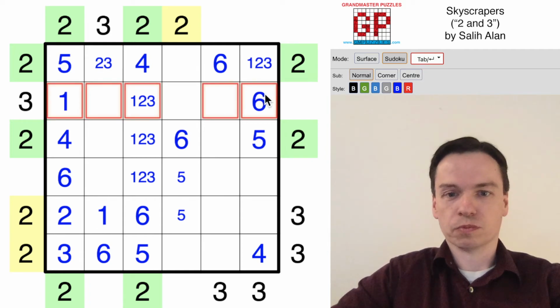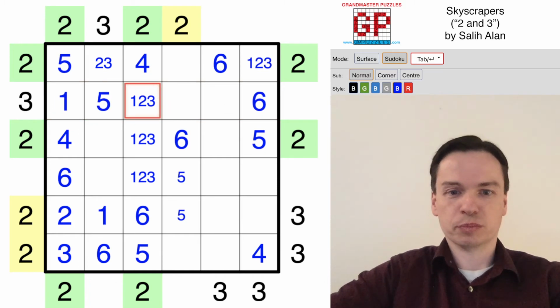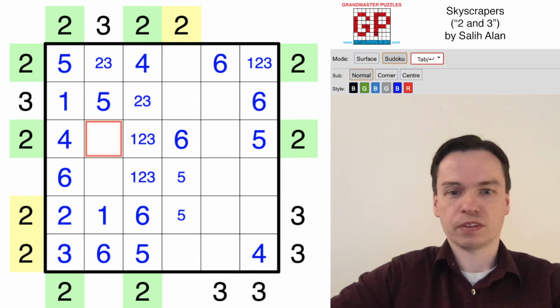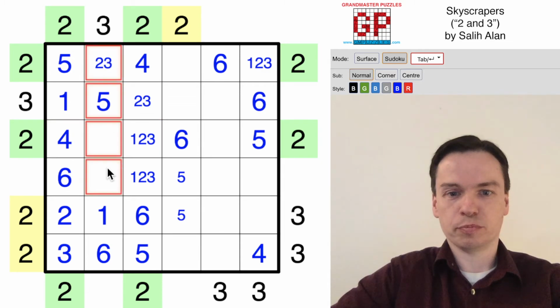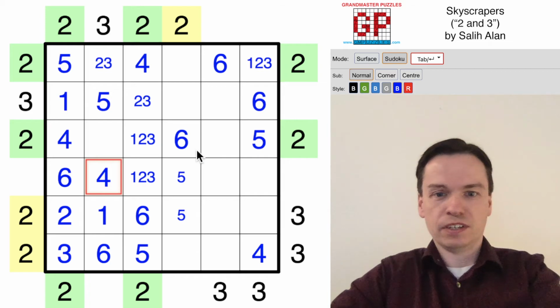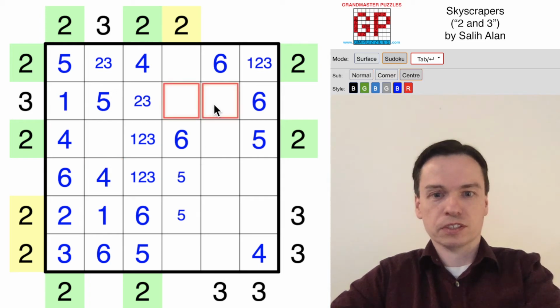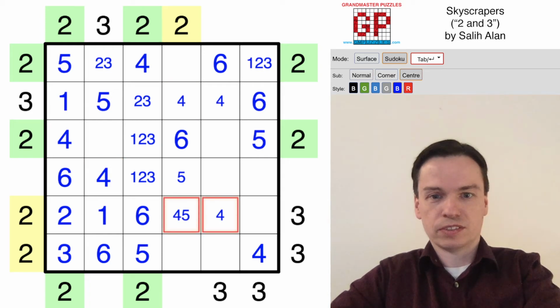For this 1 row to work out, we have to see the digit 5. So 1 and 5 and 6 are seen. So 5 will have to be the first building caught there. There still needs to be a 4 in this column, but the only space left is right here. And the last 4s will go in these 2 cells and these 2 cells.